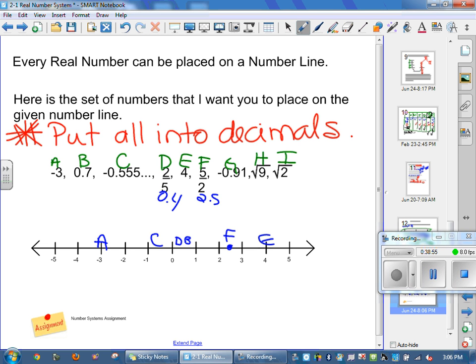Then we've got letter H. What's root 9? 3, good. So root 9, H goes right on the 3. And then we've got root 2. Root 2 gives us 1.41. So that one's going to be between 1 and 2, but closer to 1. So right about in there. So that's root 2, which is letter I. All right, check your work and make sure you have that. This concludes lesson 2.1 of real number system and number lines.